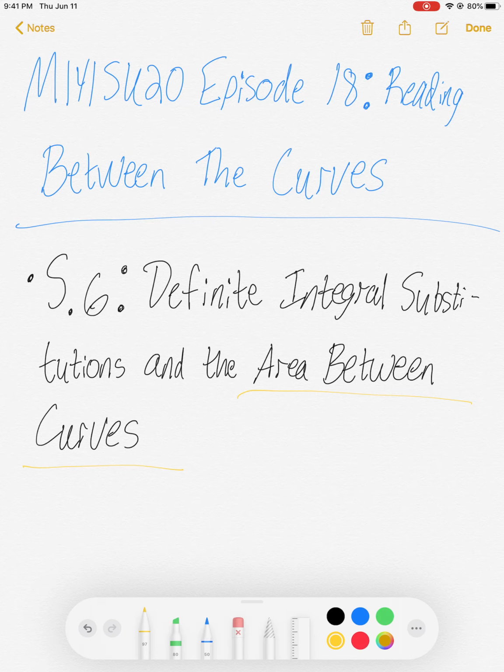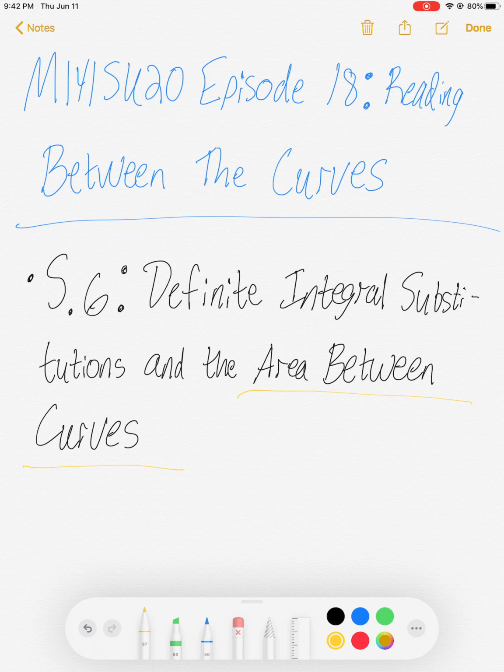We are on section 5.6 today, and we will be reading between the curves. I hope that you get the joke today. The joke is like reading between the lines, but we're between the curves. Get it? Because we're gonna be finding the area between curves. Oh my gosh, okay, I think I'm funny.